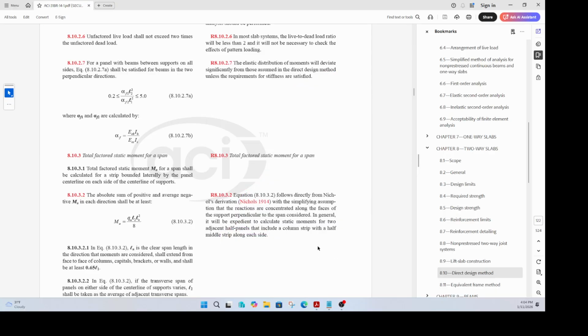So let's talk about this. How is Qu times L2 your UDL? Okay, so now you have a bunch of columns like that. Here is your slab, right? This span Ln is the clear span. So from here to here, this is the span in the long direction in which you want to calculate your static moment. So that is Ln. And let us say from here to here, this is your L2.